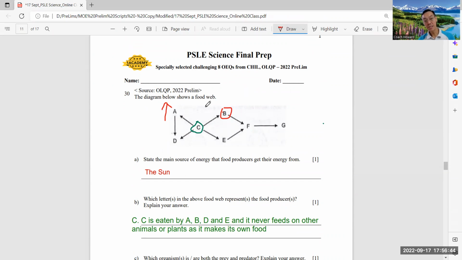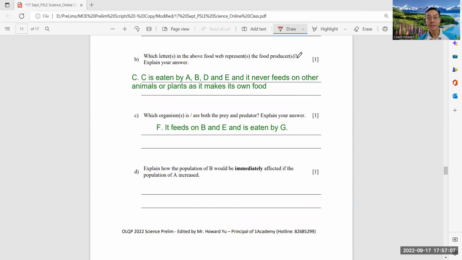A goes up means what happened to the C? That means C will drop, because A goes up, so C will drop. If C drops, B also drops. So the population of B will decrease if A increases. This is the reason that you should present here.